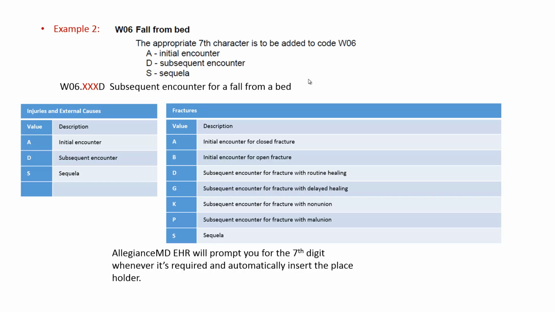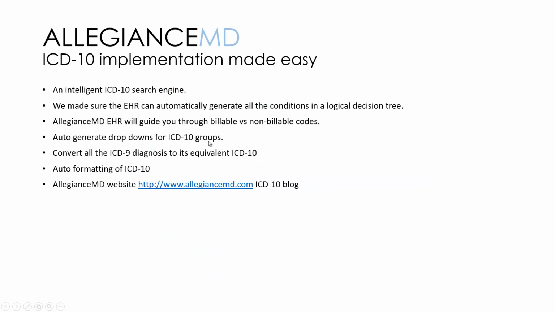Again, the same thing for the fall from bed, W06. It requires a seventh character, so in that case we put three placeholders and then A, D, or S, the seventh character extension. Allegiance MD EHR will prompt you for the seventh character whenever it is required by the code, and it will automatically insert the placeholder for you. So no effort on your side, and you will see in the next video how the system does that for you.